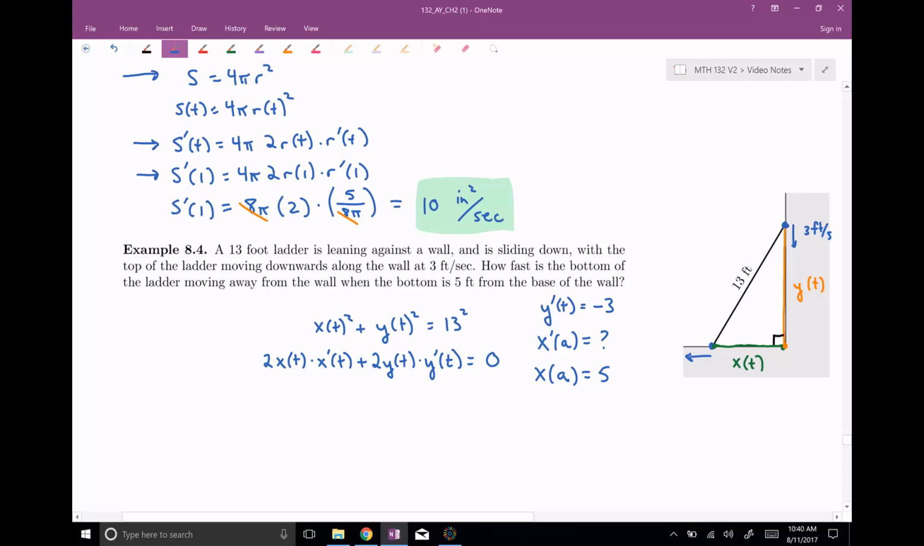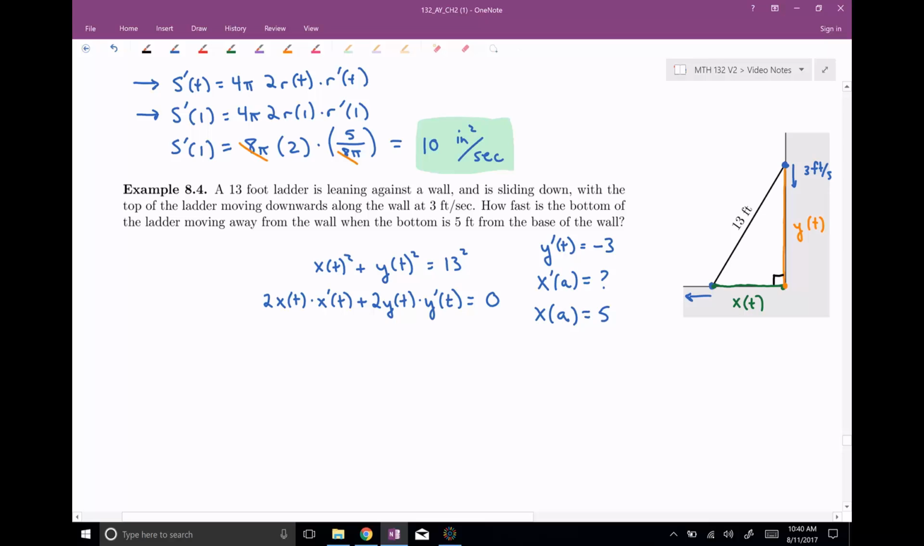So I'm going to have x of t times x prime of t plus y of t times y prime of t is equal to 0. And in fact, we know y prime of t is equal to negative 3. So let me go ahead and erase this really quick, and I'm going to go ahead and put negative 3 there.